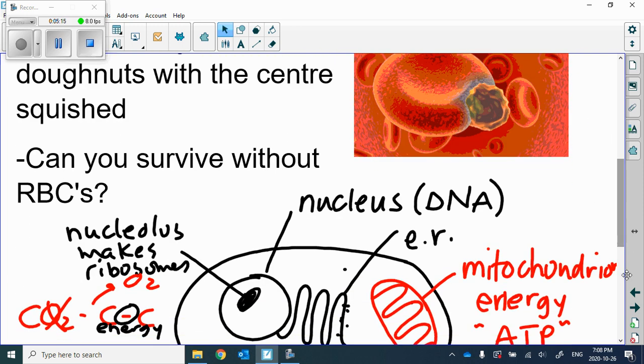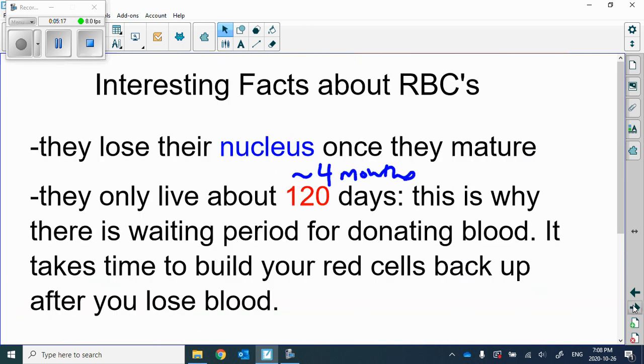So we're just going to pop on to the next page. Interesting facts about red blood cells: they're one of the only cells in the body that, as they mature, lose their nucleus. And remember, the nucleus is the brain of the cell. They only live for about 120 days, so about 4 months. So this is why there's a waiting period for when you donate blood. You have to wait about 3 months or so before you can donate again, because it takes time to build your red blood cells back up.